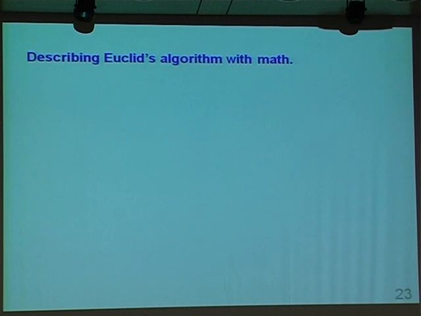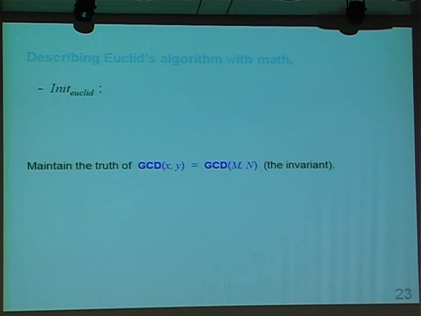The initial condition, remember, we want to maintain the truth of the GCD of X, Y being equal to the GCD of M and N. So how are we going to get that true initially? Well, the easiest way is we'll let one of them equal M and the other equal N. Now we'll do it this way.